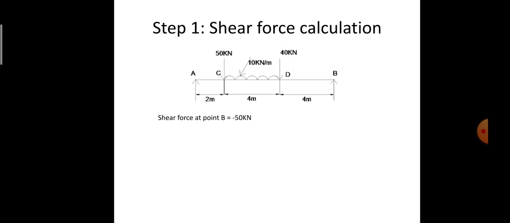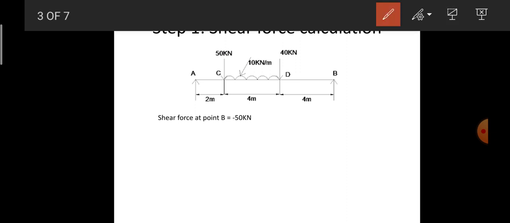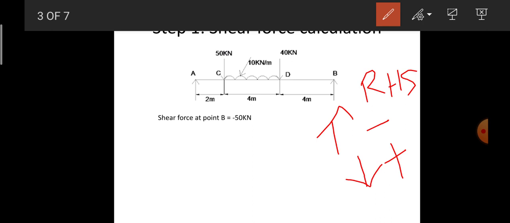We are going to start from point B. For the right side shear force, upward force is considered negative and downward force is considered positive. Just remember that from the right-hand side, upward forces are considered negative and downward forces are considered positive, and the same will be vice versa for the left-hand side direction.